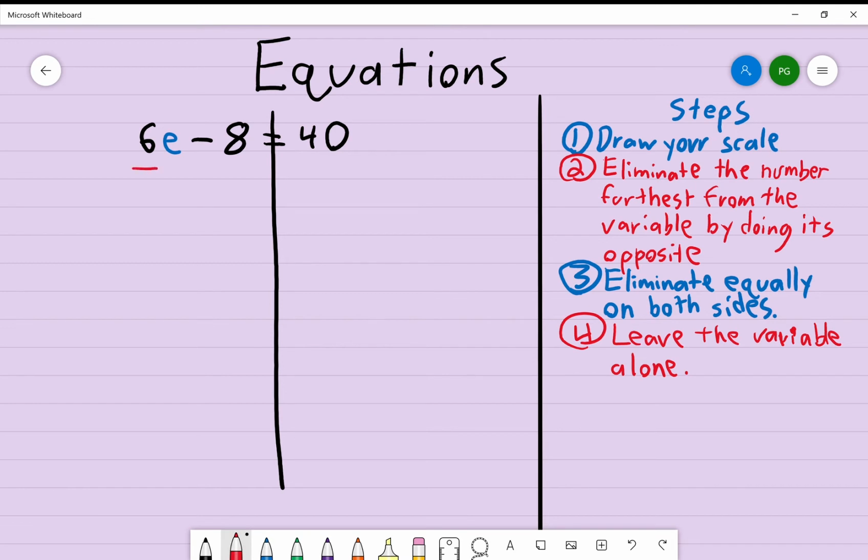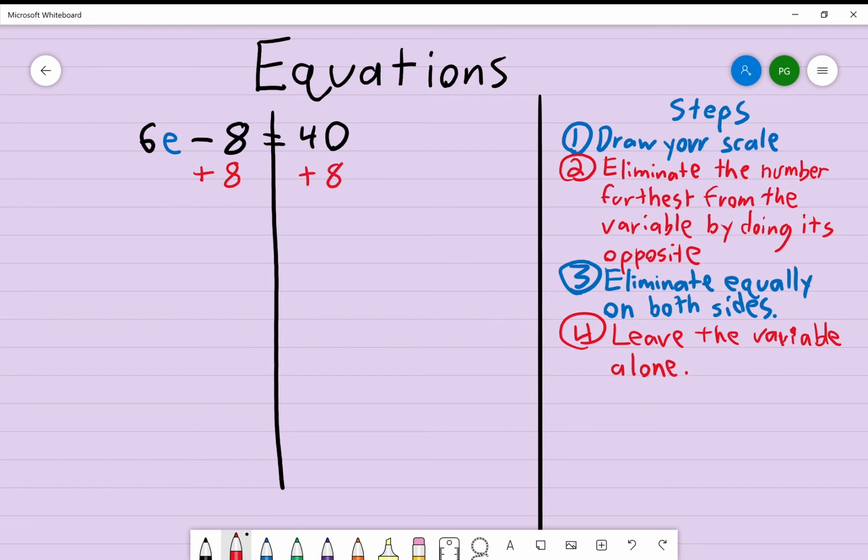Is it the 6 or is it the 8? That's correct. It's the 8. The 8 is furthest away from the variable. So right now you're doing minus 8. What's the opposite of minus? Plus. The opposite of minus 8 is plus 8. If you do it to the left, you must do it to the right. So let's go ahead and write a plus 8 on the right hand side as well.